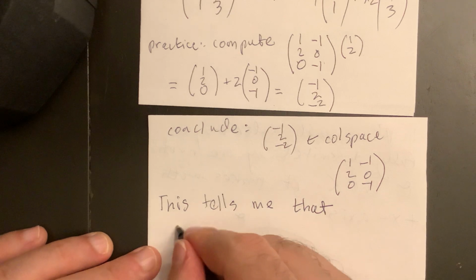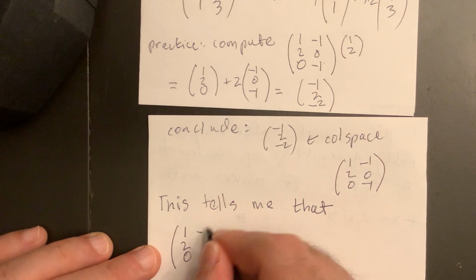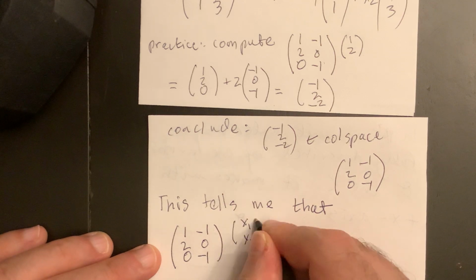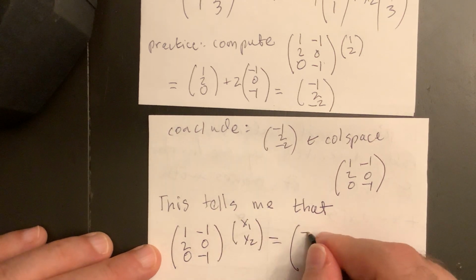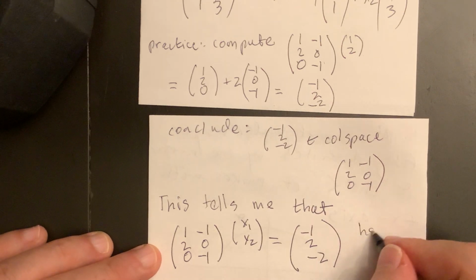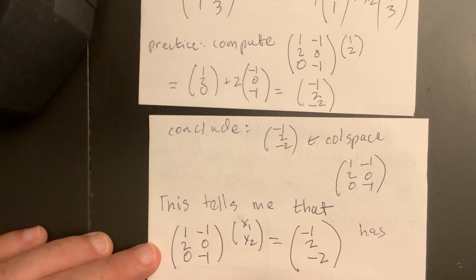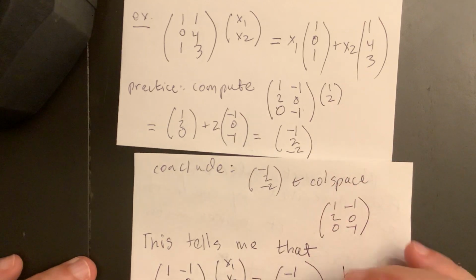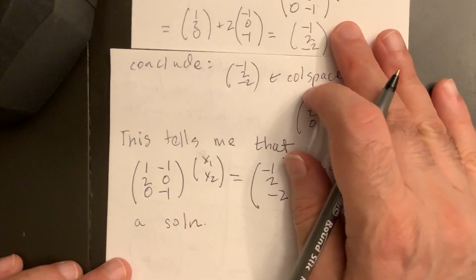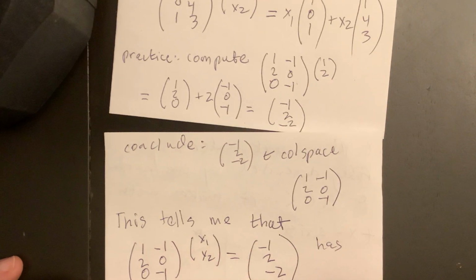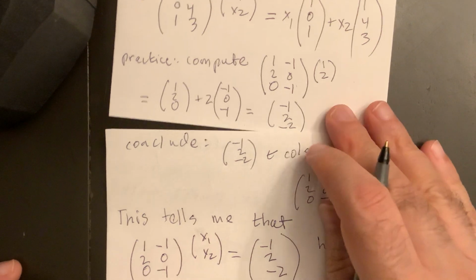Okay. 1, 2, 0, minus 1, 0, minus 1 equals minus 1, the one I found, 2, minus 1, has a solution. Obviously, we know what it is because we put in 1, 2 over here. It's 1, 2. But say I didn't start here and I just gave you this and I said this was in the span of these. Then you know it has a solution. Okay?